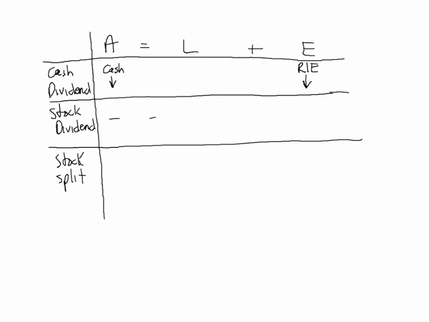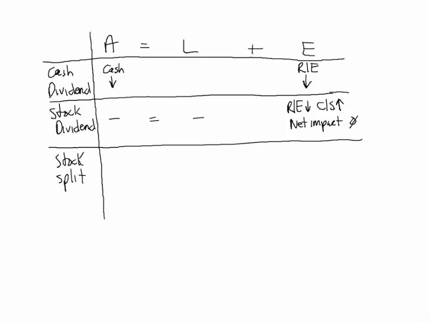There were no changes in the assets. There were no changes in the liabilities. Retained earnings went down and common shares went up. So the net impact is zero. So you can see what a difference it is when we're doing a stock dividend. There is no change in the financial position of the company from before and after the dividend, because we're basically shifting value from retained earnings over to the common shares.